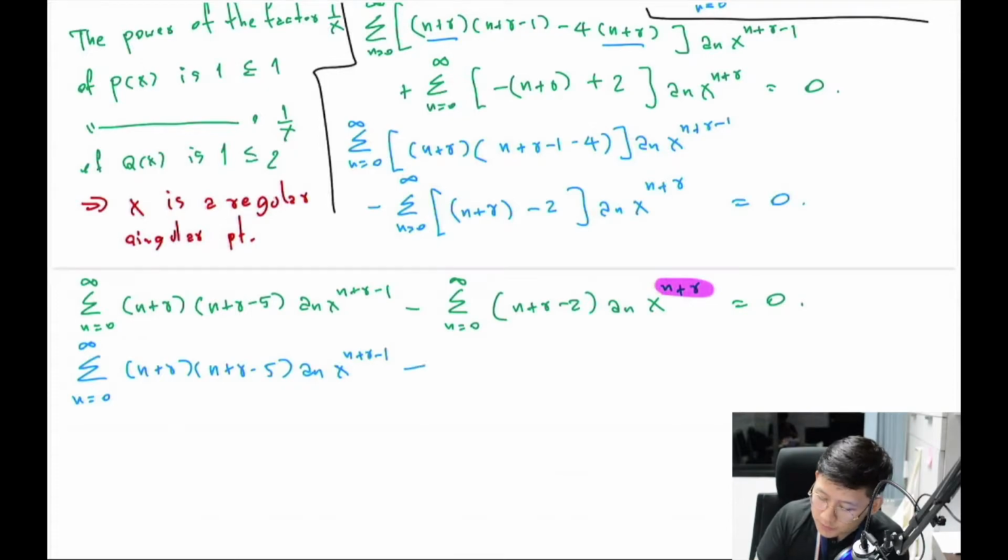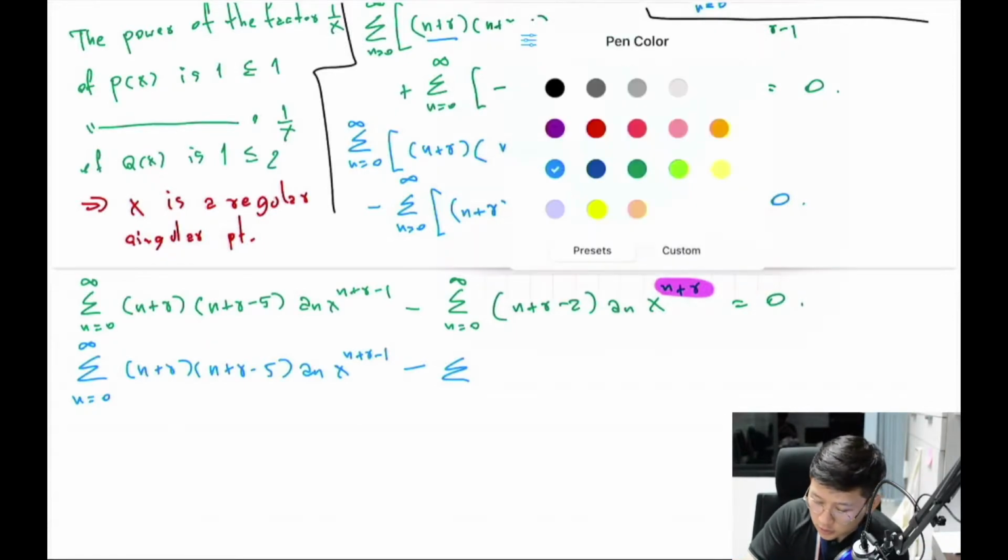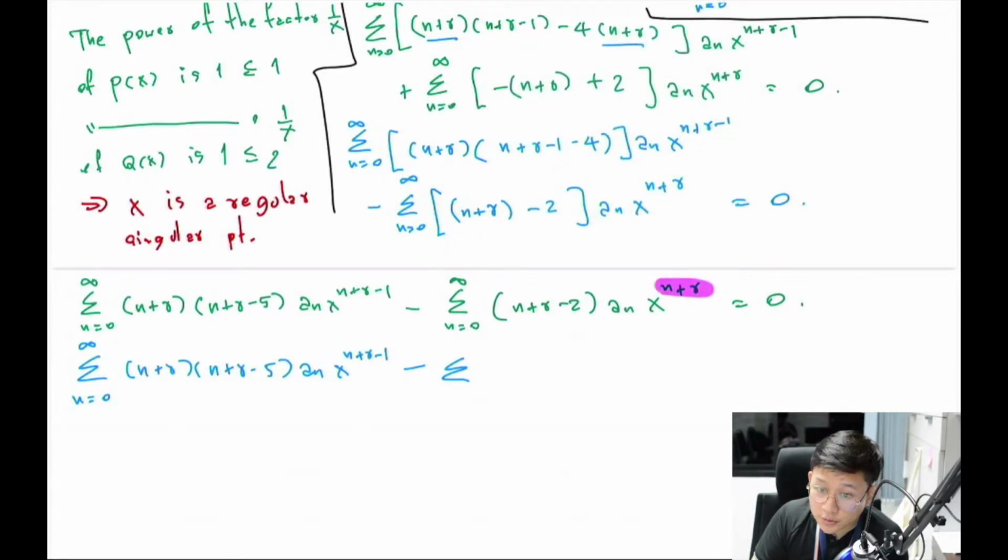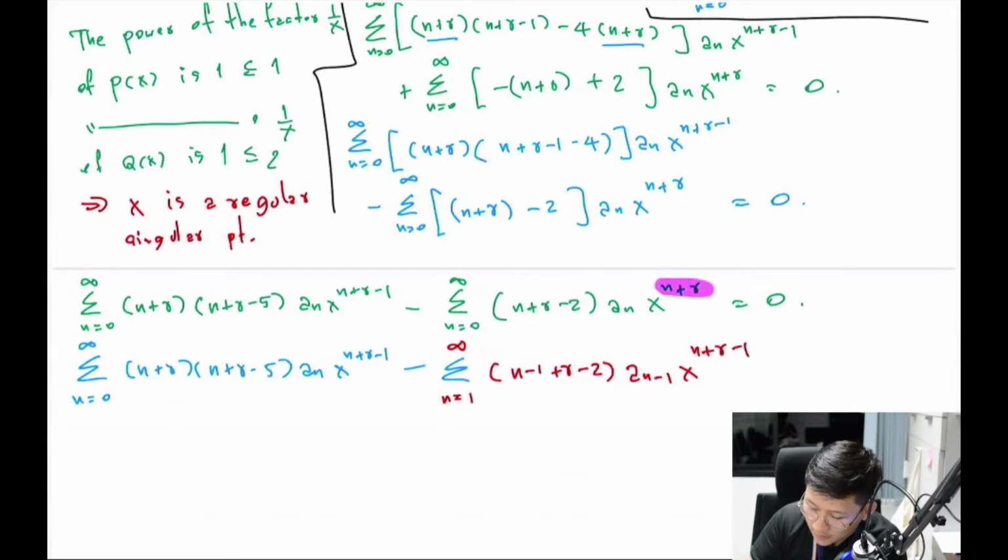So here it will be minus summation. Guys, this is the place where we need to change. We need to change n plus r to n plus r minus 1. So, instead of going from 0 to infinity, we need to go from 1 to infinity. And then we substitute n with n minus 1 plus r, plus r minus 2, an minus 1 x to the n plus r minus 1 equals 0.